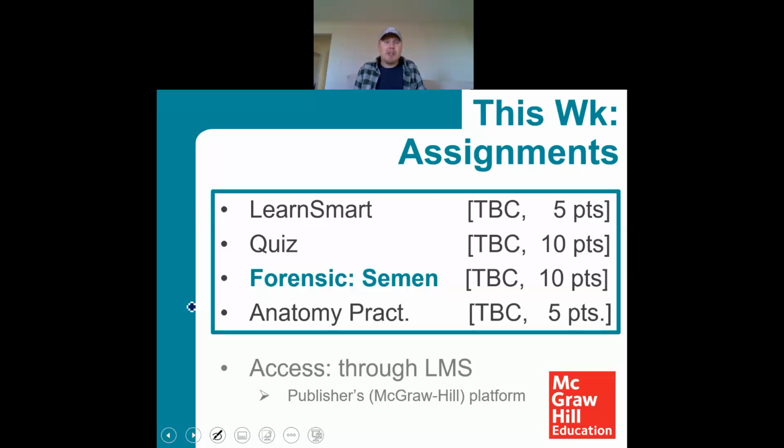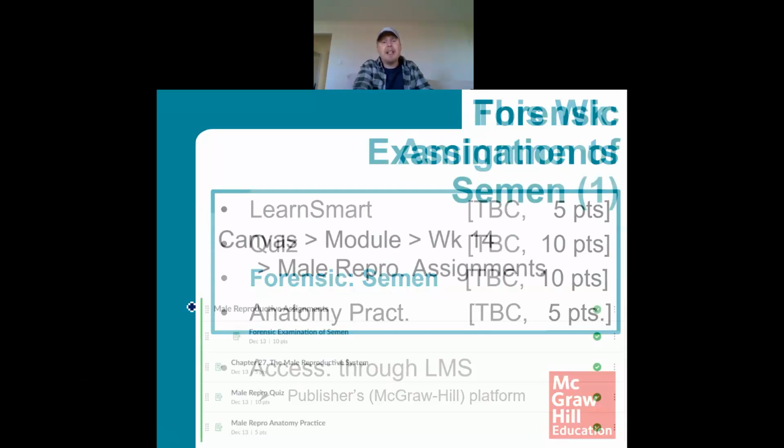You have to learn SMART, which is reading the chapter and answering questions. To that you have your quiz and then the anatomic practical. This week's lab is actually a lab that you will complete in Canvas. So that's nothing new that you wouldn't have done before, but I just want to make sure that I give proper advice on how to complete it. And in this lab, you'll be looking at an application of what you've learned about the male reproductive system in terms of the forensic field.